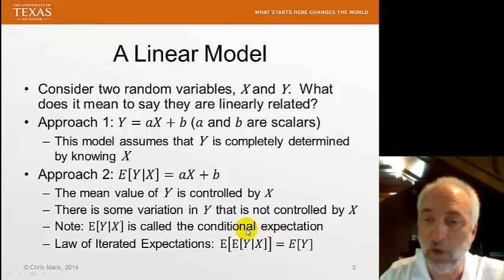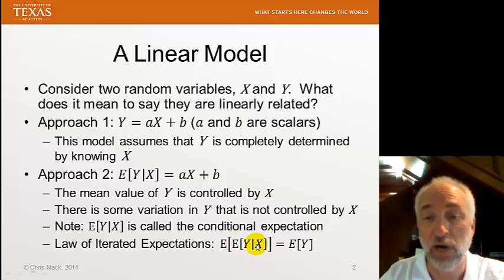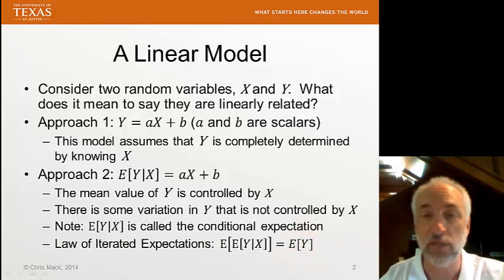The one property that we're about to use is called the law of iterated expectations. If I take the expectation of the mean value of y given x, I simply get the expectation of y. We'll use that on the next slide, as a matter of fact.